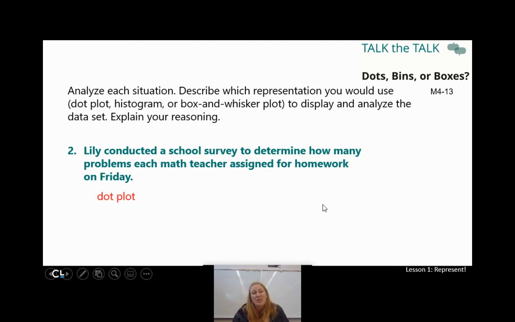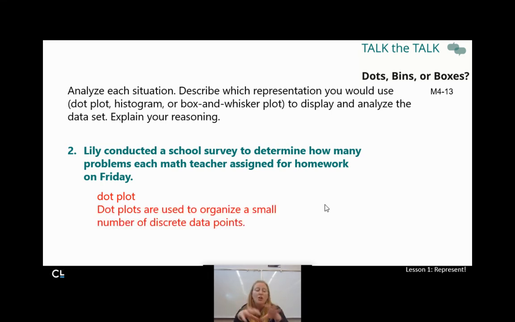So that means I'm going to go with a dot plot on this one. Dot plots can be used to organize a small number of discrete data points. And so I don't have big old bins. I don't have a huge box and whisker plot. I just need to know individually. Yeah, that works better.